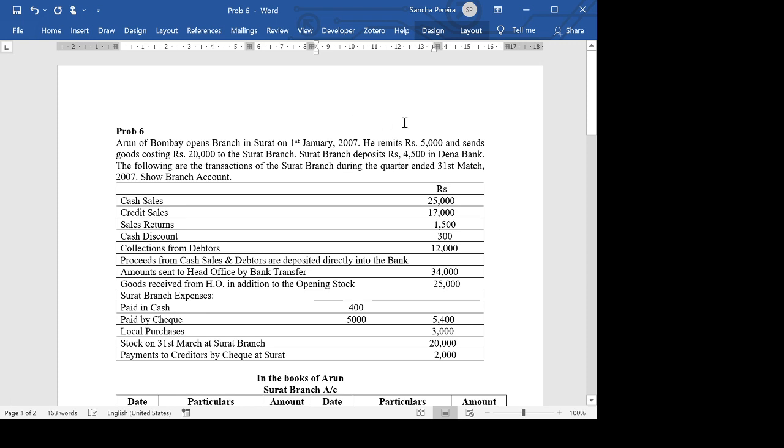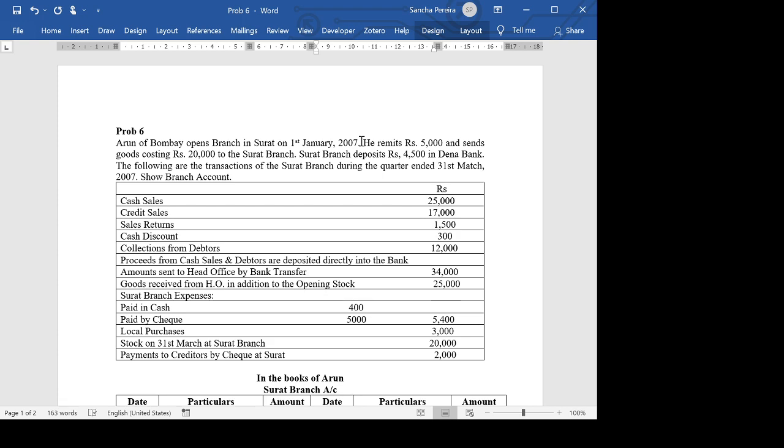So let's go transaction by transaction. Arun of Bombay opens a branch in Surat on 1st January. Since it's a new branch, we are not going to have any opening balances. If you see, there are no opening balances at all because it's a new branch.